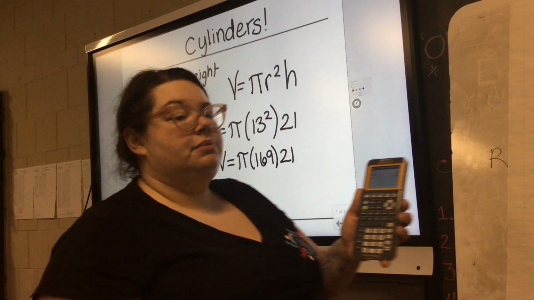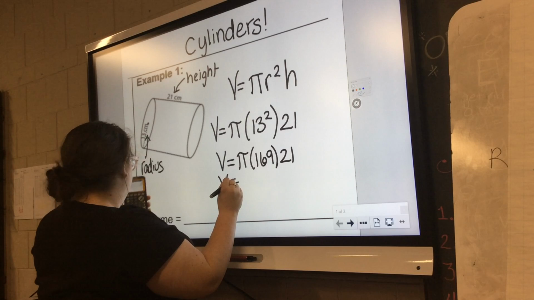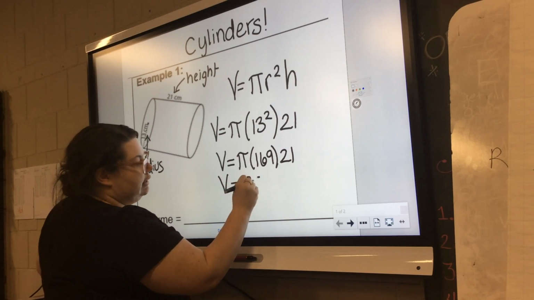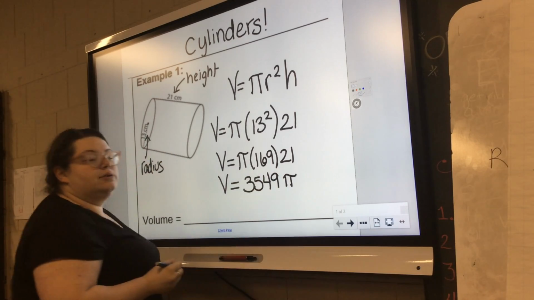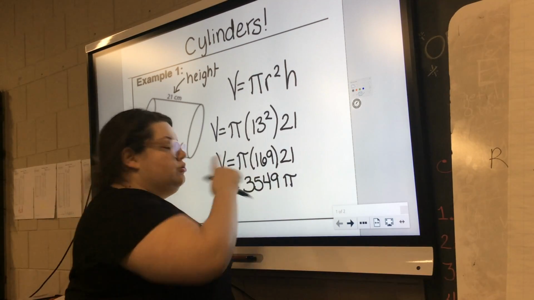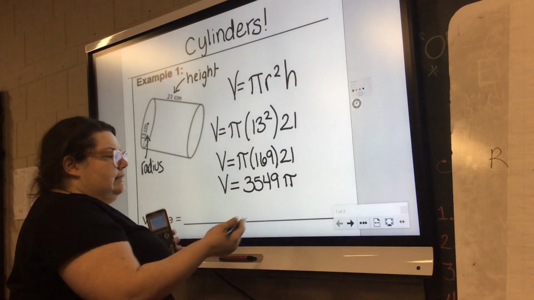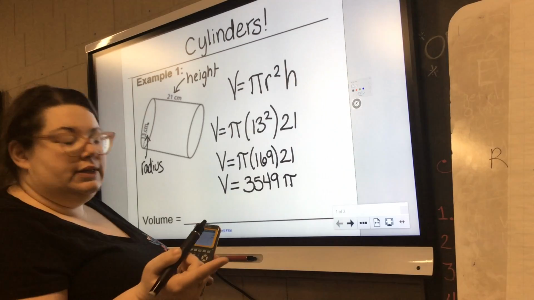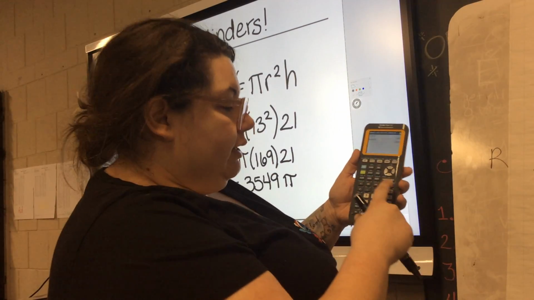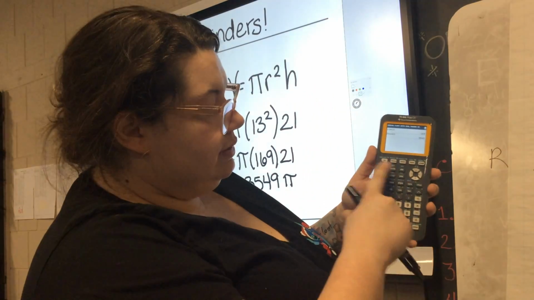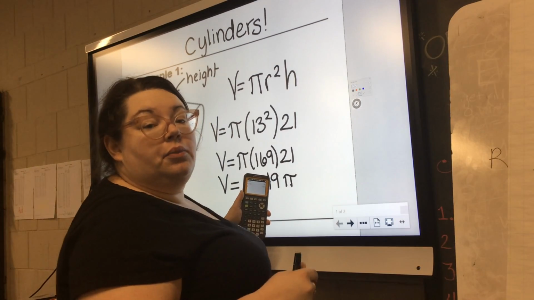This is definitely something you want to use a calculator for. Right now, my volume could be done with 3,549 pi. If a problem asks you to leave it in terms of pi, you can stop right there. But if it's the real world and you need real application, you're going to take this amount and you're either going to use the pi button on your calculator, which is in blue, so you press second, or you're going to use an approximation, which is 3.14.